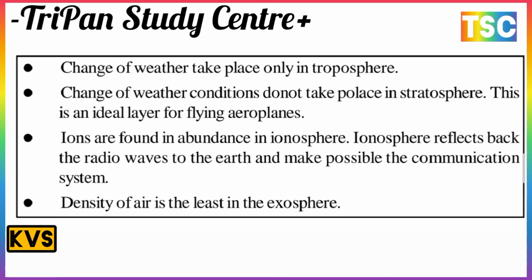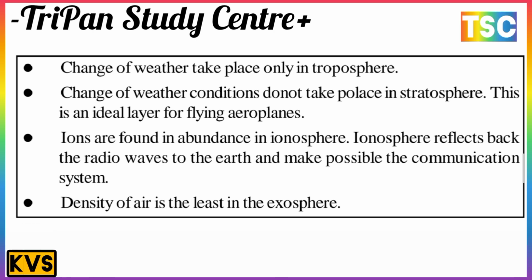The most important fact here: change of weather takes place only in the troposphere, and change of weather conditions does not take place in the stratosphere, and this is the ideal layer for flying airplanes. Airplanes mostly fly in the stratosphere, and ions are found in abundance in the ionosphere. The ionosphere reflects the radio waves back to the earth and makes the communication system possible.